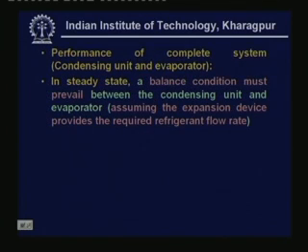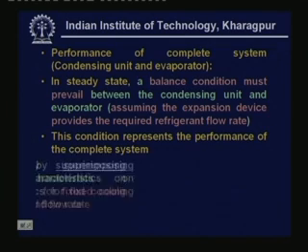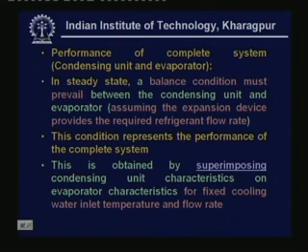Now let us look at the performance of complete system, that means condensing unit and evaporator. In steady state, a balanced condition must prevail between the condensing unit and evaporator. This is of course assuming that the expansion device provides the required refrigerant flow rate, and this is the assumption under which we are working out this example. This condition represents the performance of the complete system. This is obtained by superimposing condensing unit characteristics on evaporator characteristics for fixed cooling water inlet temperature and flow rate, okay.